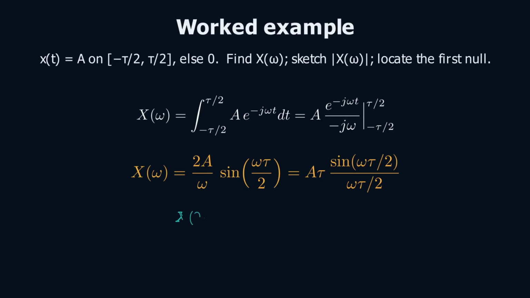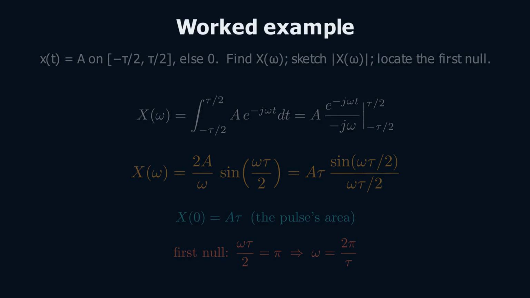Read the answer like an engineer. At omega 0 the value is A tau, always the pulse's area, the DC term sees only area. And the first null falls where the sine's argument reaches pi, omega equals 2 pi over tau. There is the seesaw as a formula, tau downstairs, so a longer pulse pulls the null inward, a shorter one pushes it out. Sketch, state the null, cite the area rule, that's full marks in 90 seconds.